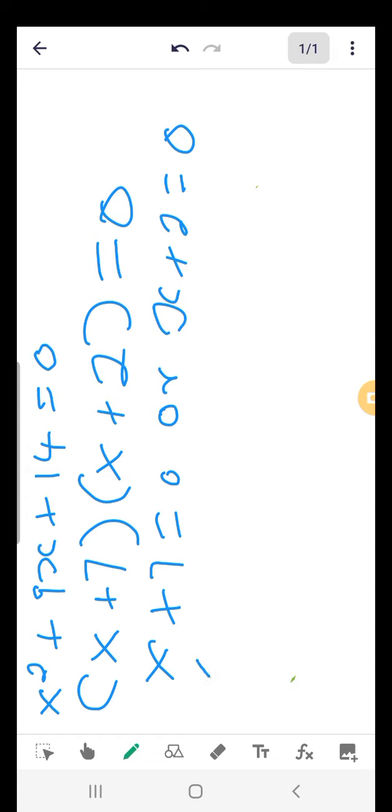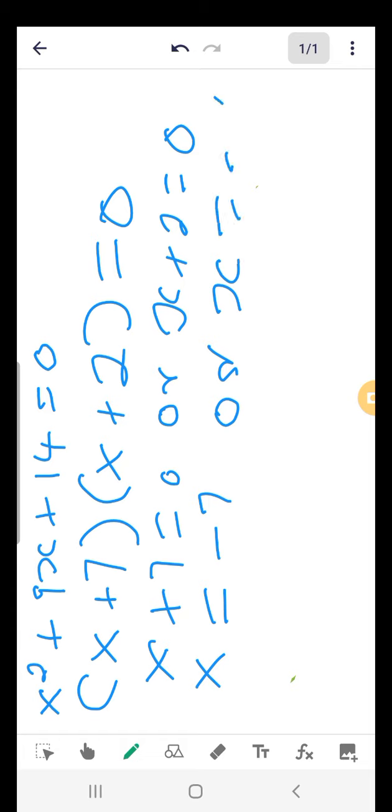So we're going to have x equals negative 7, or also here we've got x plus 2 is equal to 0. So we make x subject of the formula, and then we take 2 to that side of the equal sign. So it's going to be x equals negative 7, or x equals negative 2. Okay, that's it. We've got our x here, and then the second x that side.